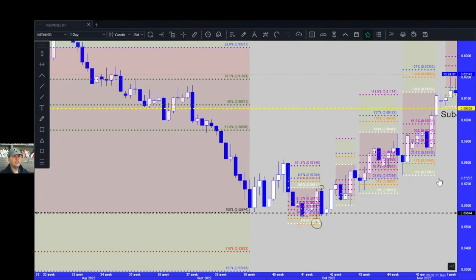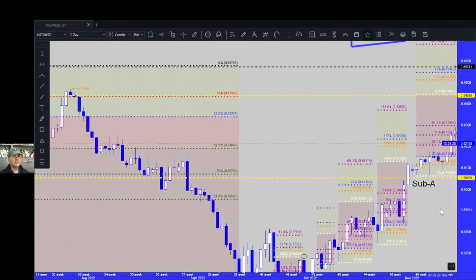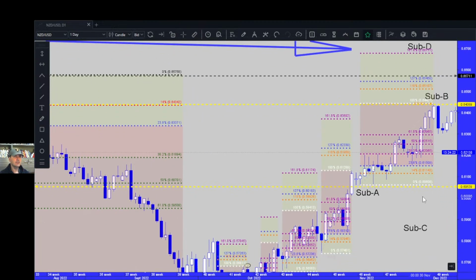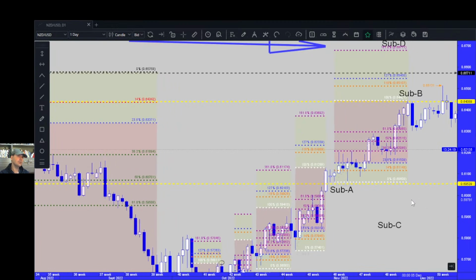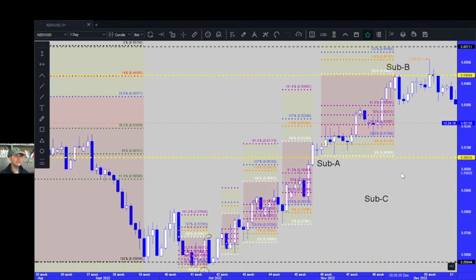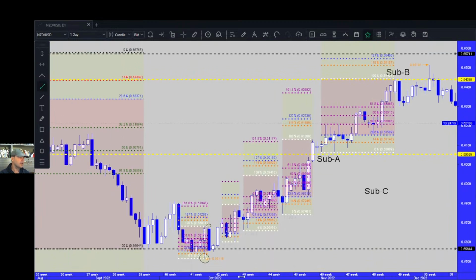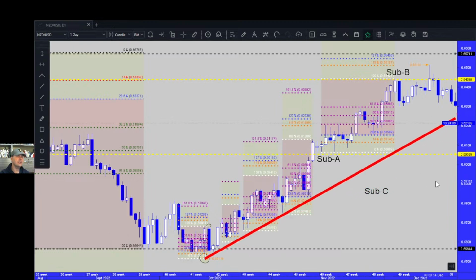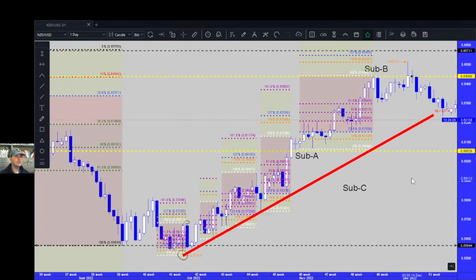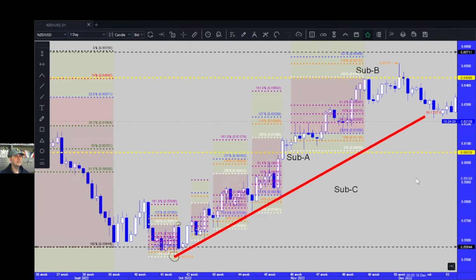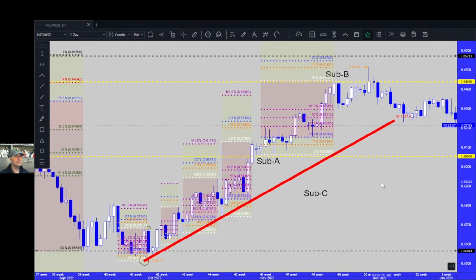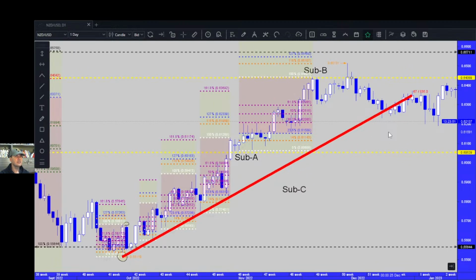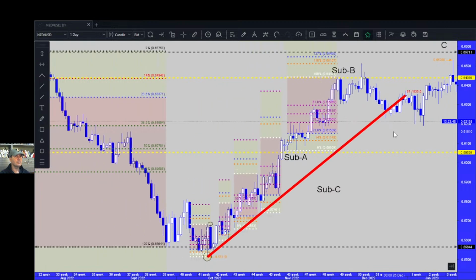In the meantime, everybody, our sub D extension, it's above, right? Now let's see how the market is going to behave. Going up, going down, sideways, right? Now from the very beginning, this is the uptrend line, and going up, going up, going up. From the very beginning, everybody.